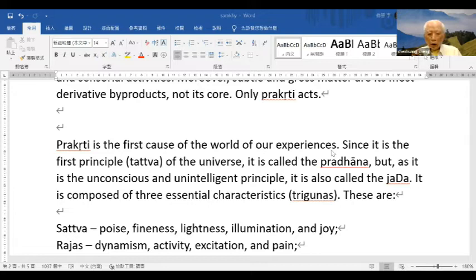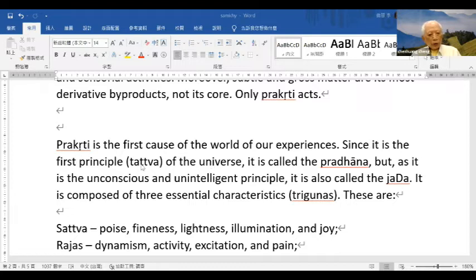So bear in mind, the experience is emphasized here. The world of our experience. The world of experience has to do with our mind or our consciousness. Prakriti is the first cause of the world of our experiences. All experiences come from Prakriti.